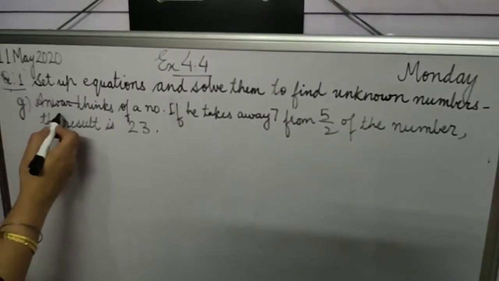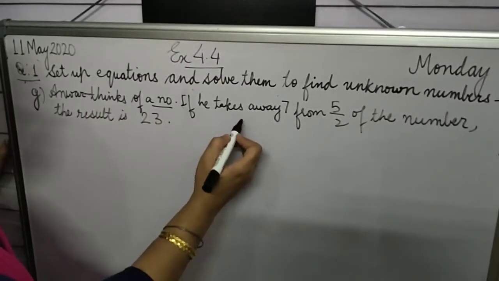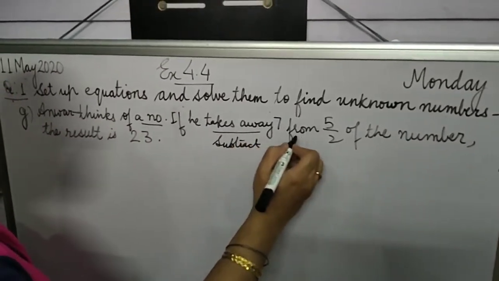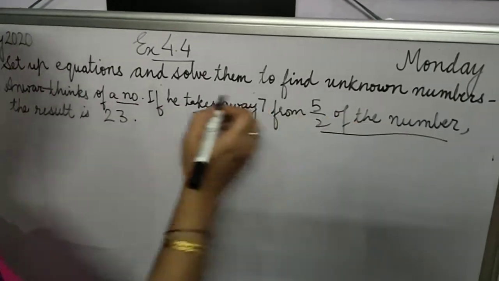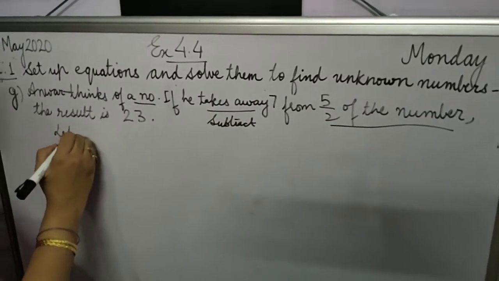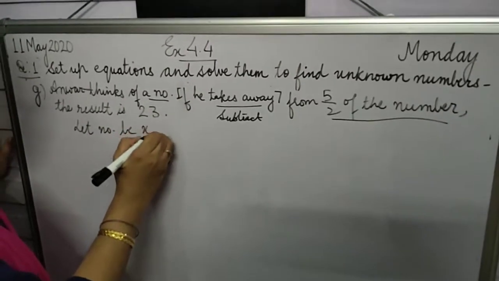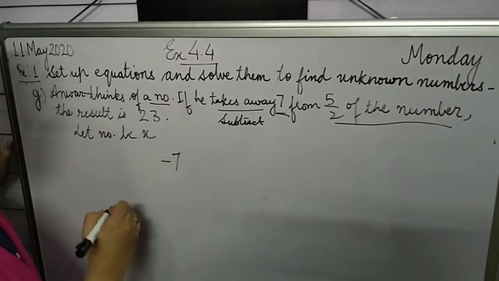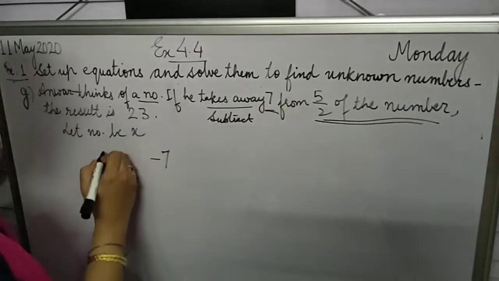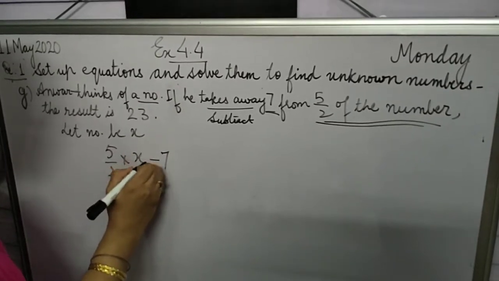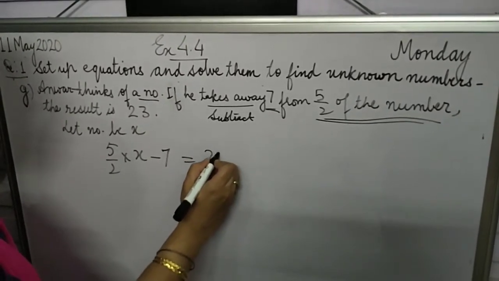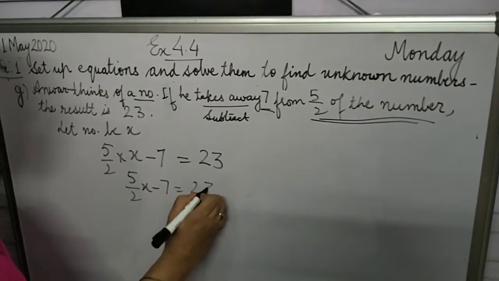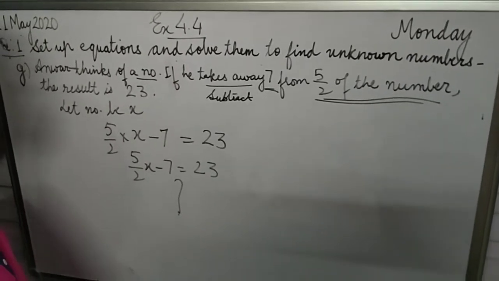G part is: Anwar thinks of a number. If he takes away, means subtract, 7 from 5 by 2 of the number, the result is 23. Let the number be x. If he takes away means he subtracts what? He subtracts 7 from 5 by 2 of the number. That means 5 by 2 multiply x minus 7. The result is 23. So that means 5 upon 2x minus 7 is equal to 23. Now you are going to solve this equation yourself.